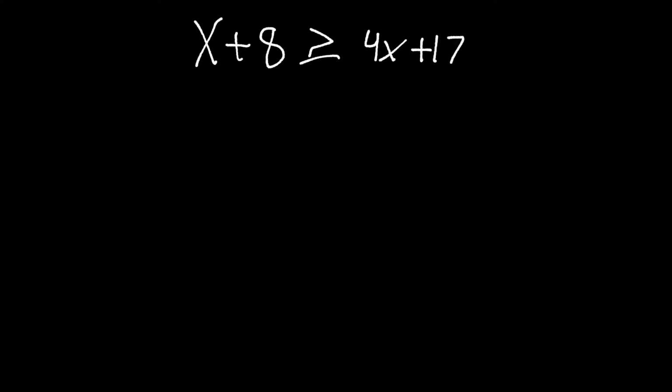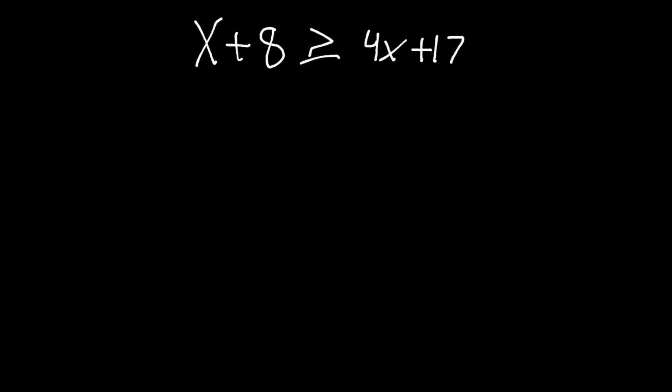Here we have the inequality now, and it's an inequality because we don't have an equal sign. We have here a greater than or equal to sign. So we have x plus 8 is greater than or equal to 4x plus 17. Our goal in this problem is the same as the last problem, where we want all of our variables on the same side, because I have an x on the left side of the inequality and an x term on the right side of the inequality.